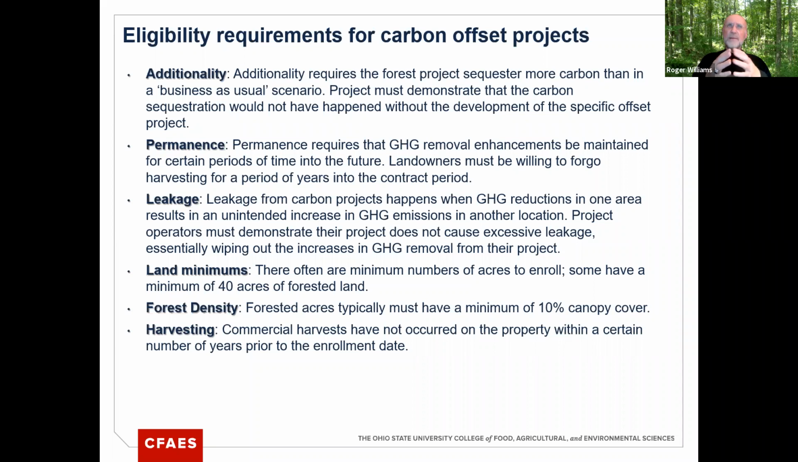Leakage from carbon projects happens when greenhouse gas reductions in one area result in an unintended increase in greenhouse gas emissions in another location, okay? So project managers have got to demonstrate that their project does not cause excessive leakage, essentially wiping out the increases in greenhouse gas removal from their project.